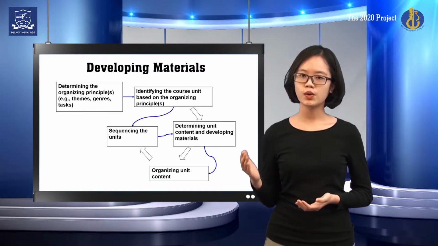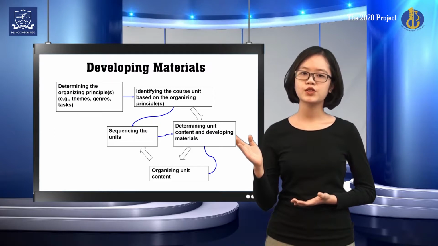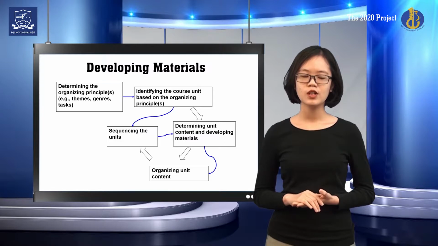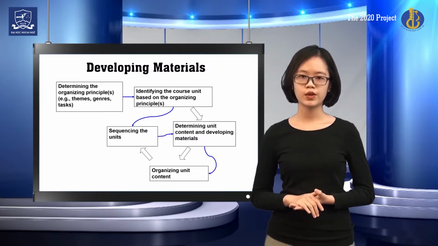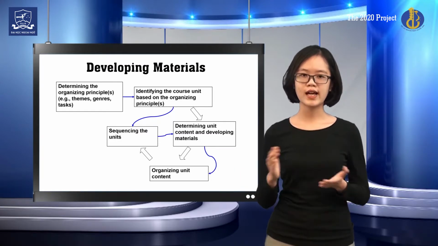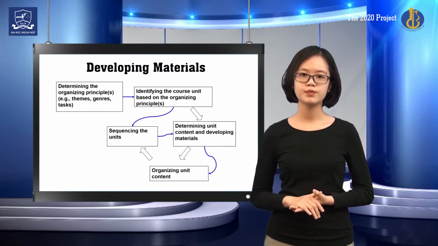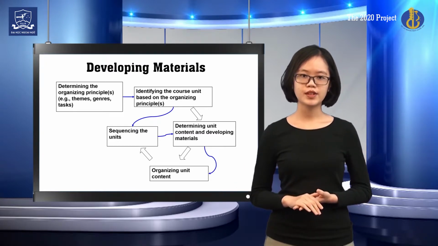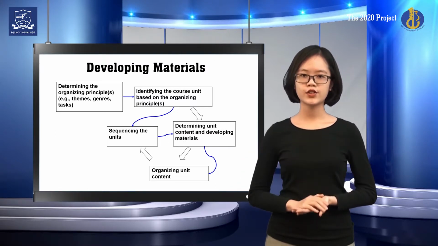The flowchart shows the steps in developing materials. The first stage is to determine the organizing principles. For example, course designers need to decide whether the course should be organized according to themes, genres, or tasks. Next is identifying the course units based on the organizing principle. Once the units are determined, the next step is to sequence the units, or in other words, put them in a logical order.